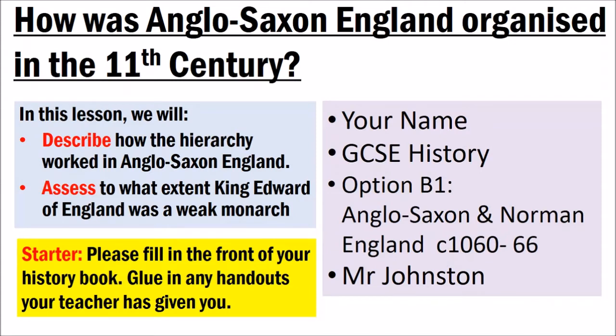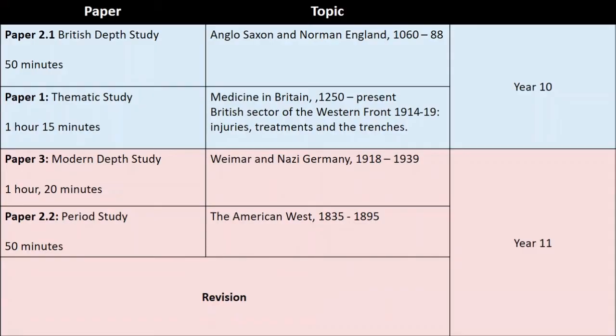Okay, now this is the GCSE that you will be studying with me. We are going to begin, as you can see, with paper 2.1. The reason why I've said point 1 and point 2 is because paper 2 is divided up into two sections. The first half is the Anglo-Saxon and Norman England, and the second part of it, down the very bottom there, is the American West. Okay, so you get 3 questions on each.